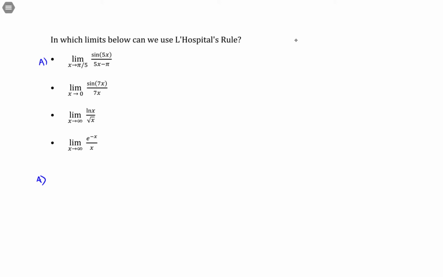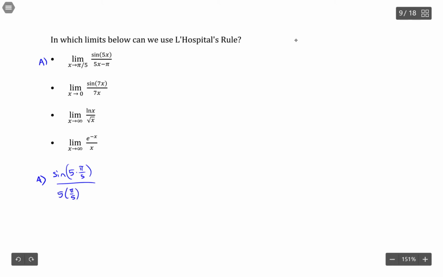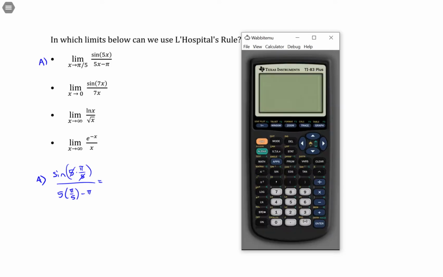If I were to plug in pi over 5, I would be evaluating sine of 5 times pi over 5, and put that over 5 times pi over 5 minus pi. The 5's cancel, so I'm looking for the value of sine of pi, which you should know, but if you don't, know that your calculator does.